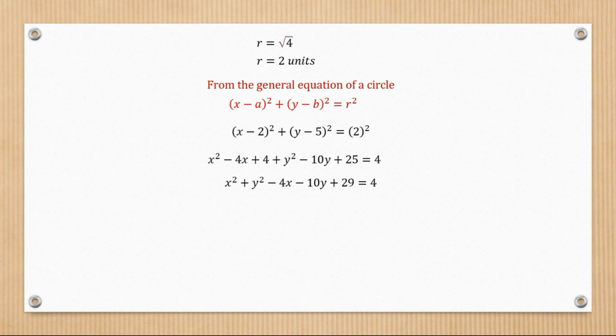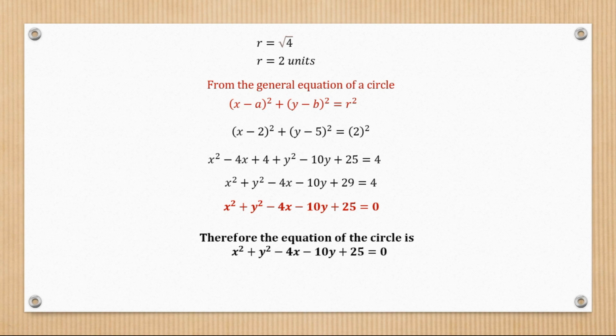So simplify this further. 25 plus 4 is 29. Now next I'm going to bring this 4 here, and 29 minus 4 will be 25. So the equation of the circle shall be x squared plus y squared minus 4x minus 10y plus 25 is equal to 0. So therefore that is the equation of the circle, and that is what they wanted.